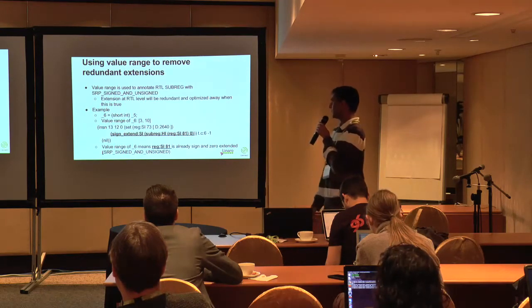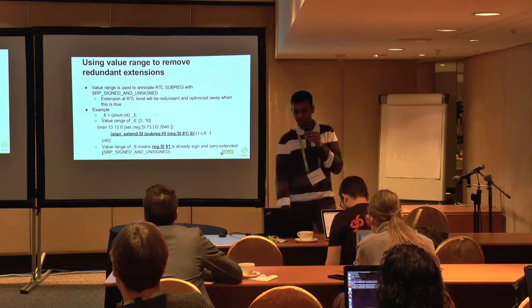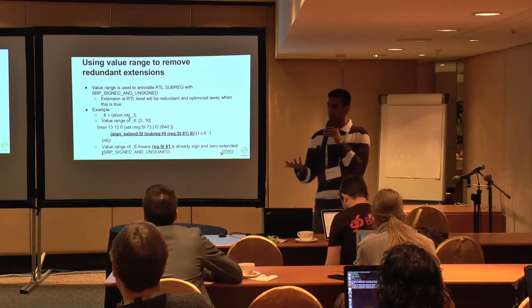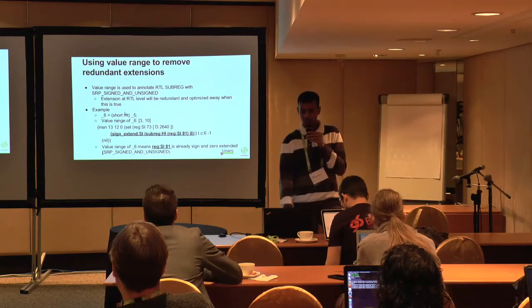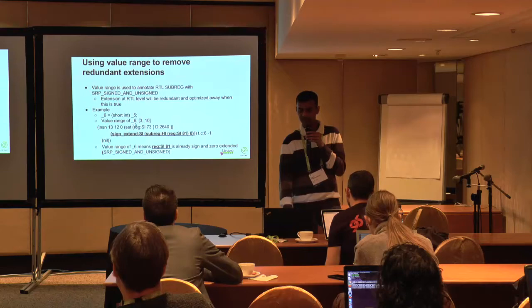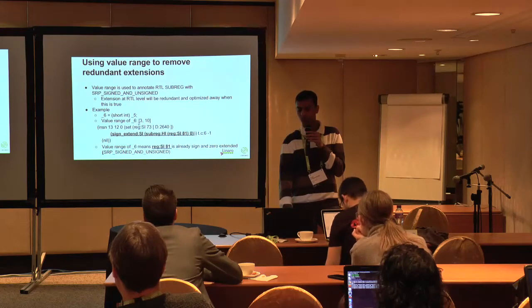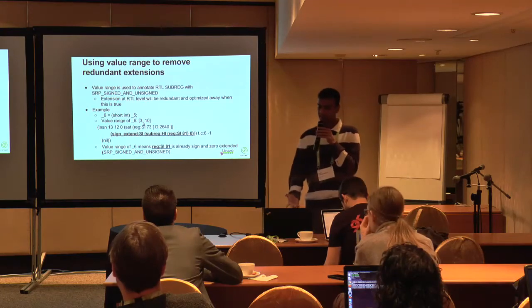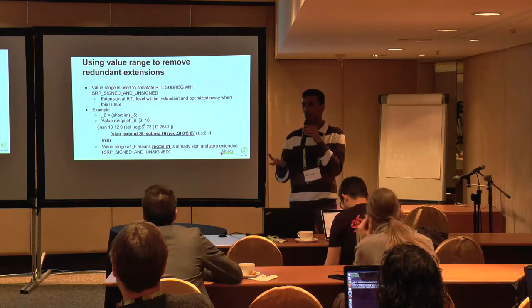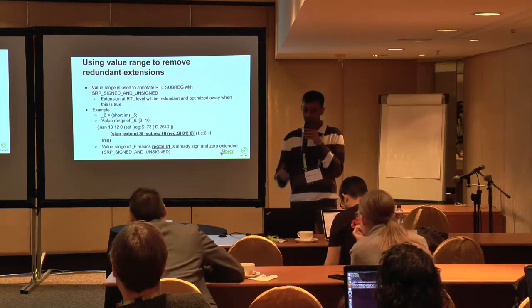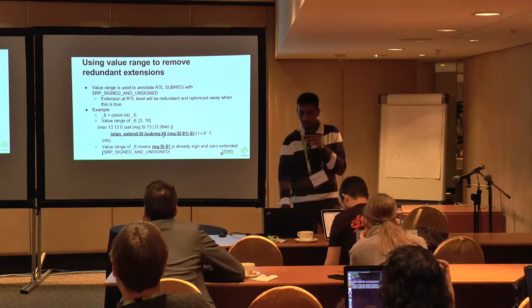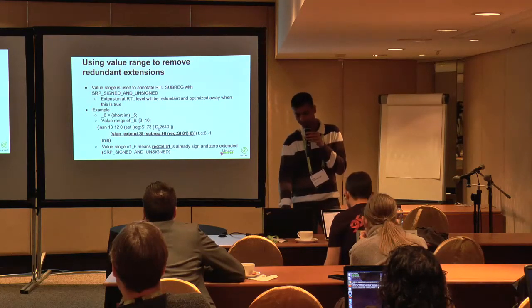For example, you have a conversion statement here at the tree level. We know, based on the value range information, that the variable 6 is always going to have a value between 3 and 10. That means we can say that the value in this register is already zero and sign extended, because it's a half integer conversion.